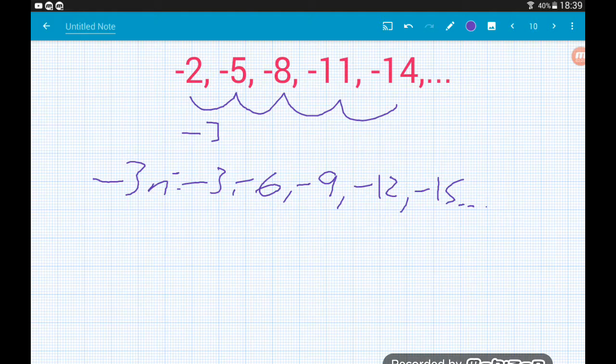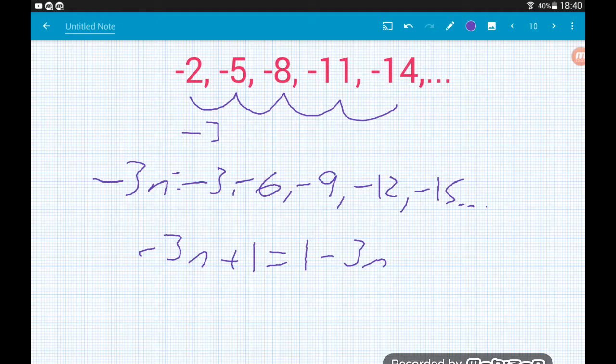Okay, so how do we get from minus 3n to our sequence? How do we get from minus 3 to minus 2? We add 1. Minus 6 to minus 5, we add 1, etc. So our nth term here is minus 3n plus 1, which again we can write as 1 minus 3n. Again, remember, if you like, you can check your nth term. So let's check this one against our sequence.